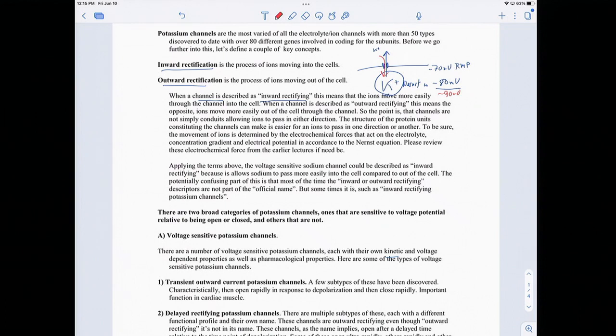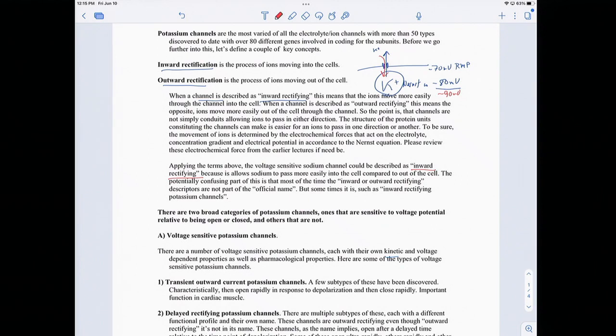But consider the voltage-sensitive sodium channel. You'll recall from the voltage-sensitive sodium channel, sodium can rush in, it doesn't have very much of an opportunity to rush out. So we could say then that the voltage-sensitive sodium channel could also be described as an inward rectifying channel. Why? Because sodium easily goes in, has a very difficult time going back out. But we don't usually call it an inward rectifying sodium channel. It just isn't part of the name, although it would be considered an inward rectifying channel.